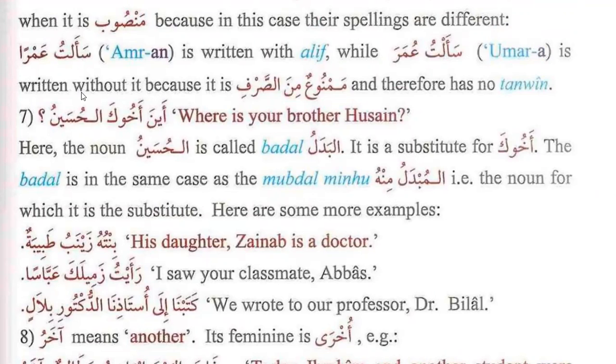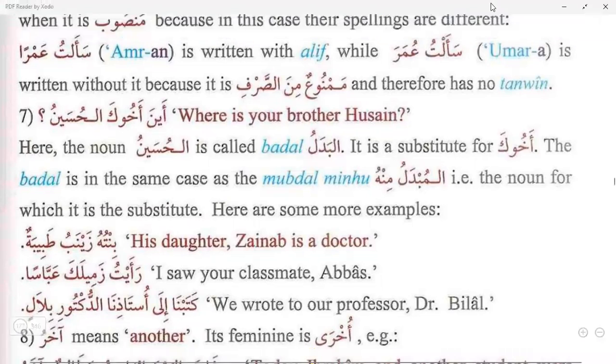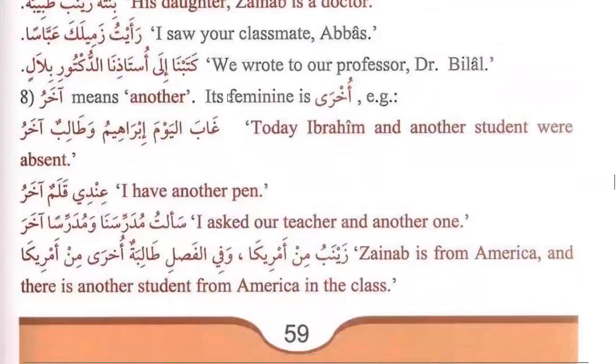These are basically different names. Let's suppose there are two men in front of you. One is Umar, and this is Amr. Both are different names. Umar and Amr are different names, but in pronunciation or in writing, they look the same. So we add an extra vowel to Amr, so it becomes Amru. So Umar and Amr are two different persons, basically.